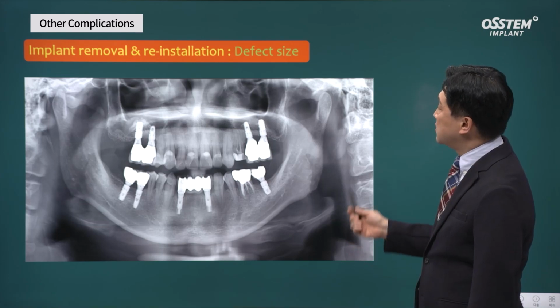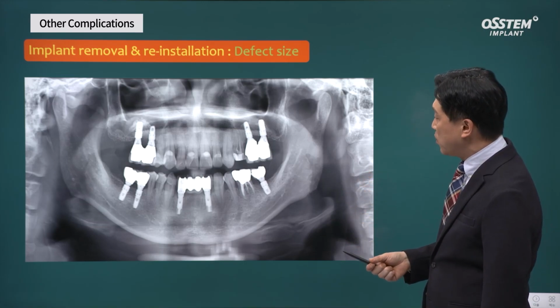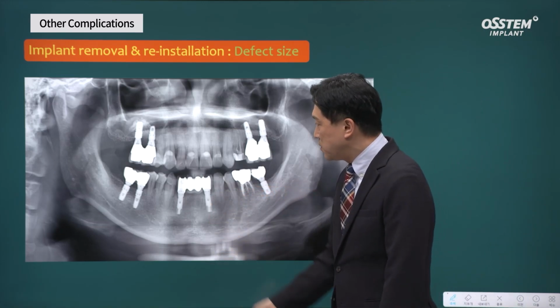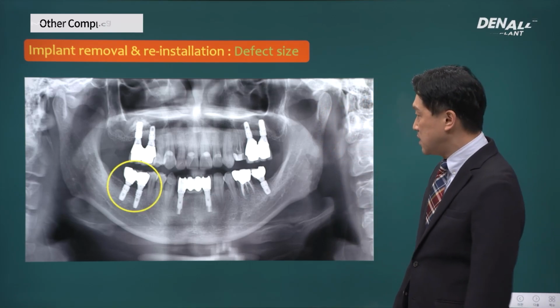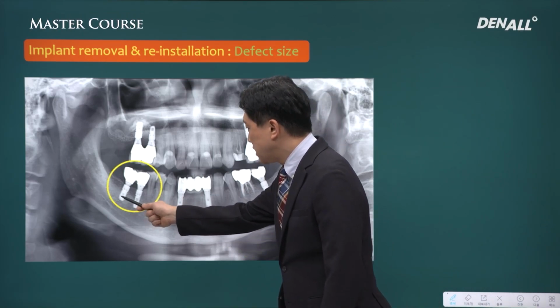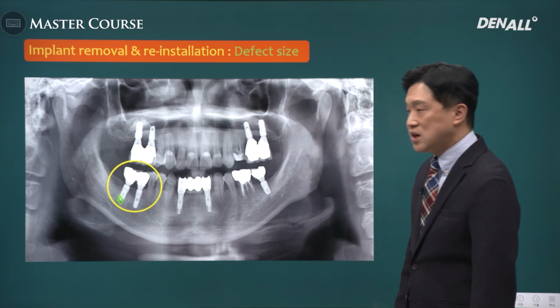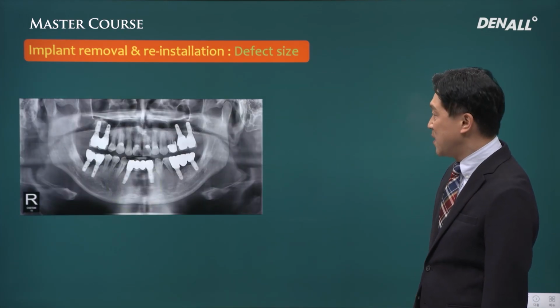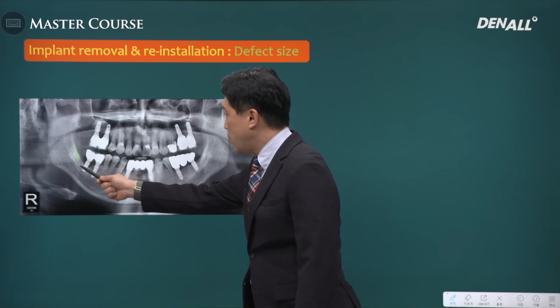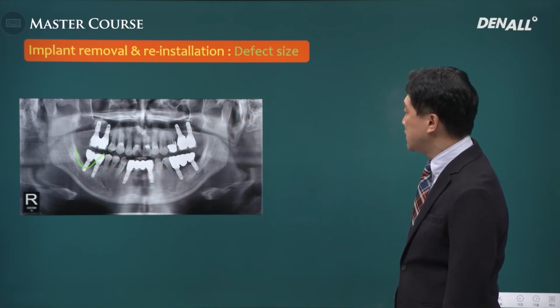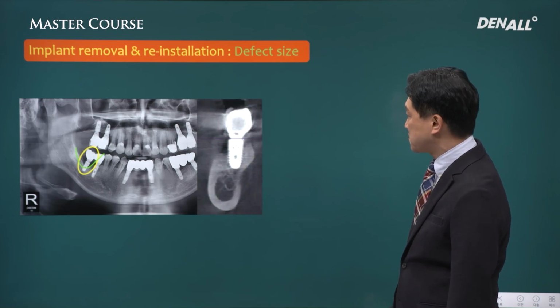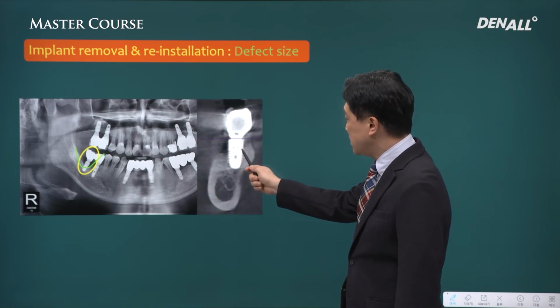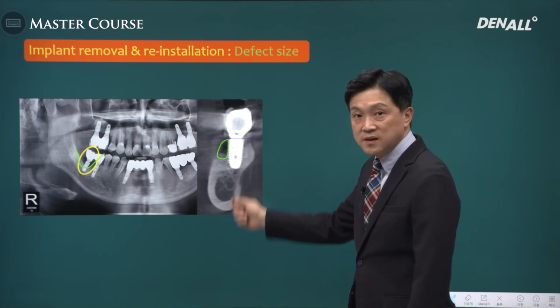Let's take a look at the defect size aspect. Let's look at the upper right area of this patient. Number 37, there seems to be a problem with the implant. With time, you can see that there's a lot of bone loss around here. When I looked at the CT, significant buccal bone loss was detected.